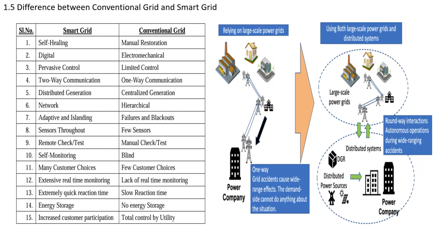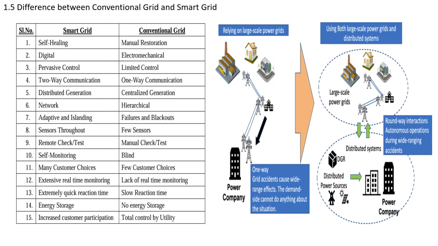Most of the conventional grid uses electromechanical relays, whereas in the smart grid, digital relays will be replaced, and also smart meters will be replaced. In the conventional grid, the control is very limited, and in the smart grid, there are more control options. In the conventional grid, the communication is one way. In the smart grid, the communication is two-way. In the conventional grid, the generation is centralized, and in the smart grid, the generation is distributed.